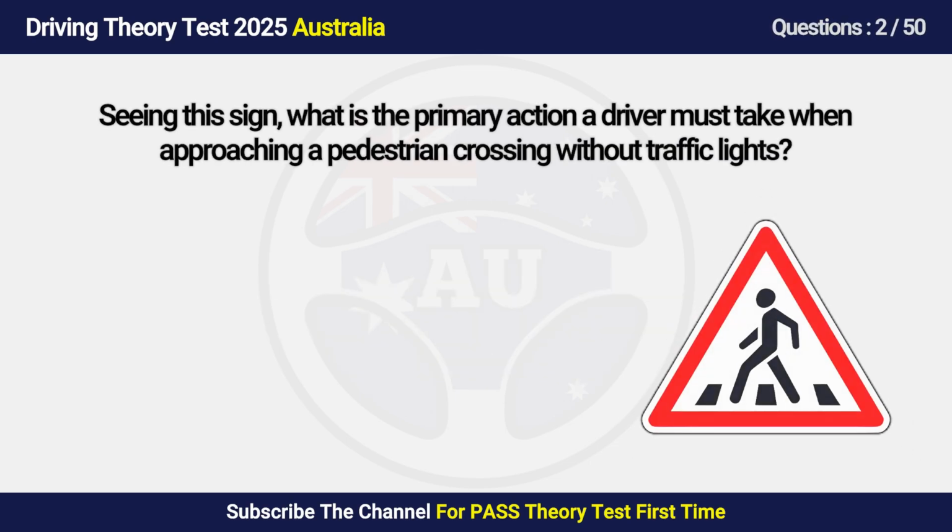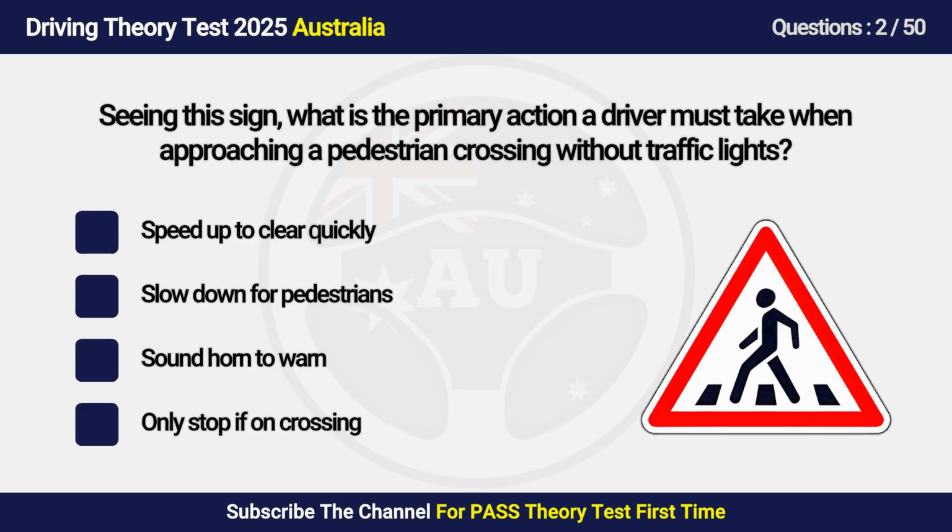Question 2. Seeing this sign, what is the primary action a driver must take when approaching a pedestrian crossing without traffic lights? A. Speed up to clear quickly. B. Slow down for pedestrians. C. Sound horn to warn. D. Only stop if on crossing.